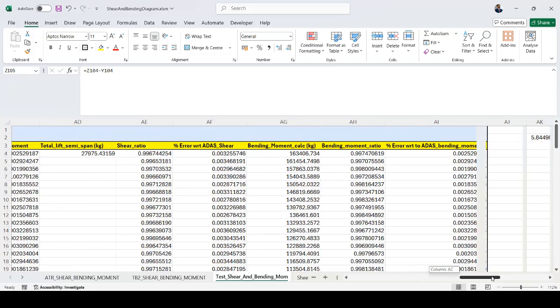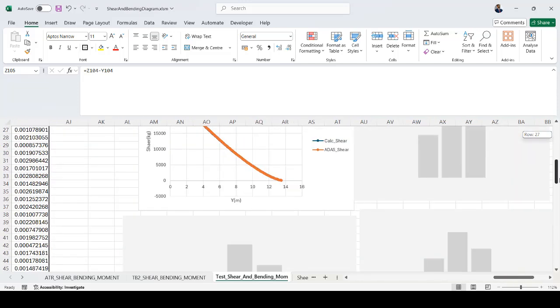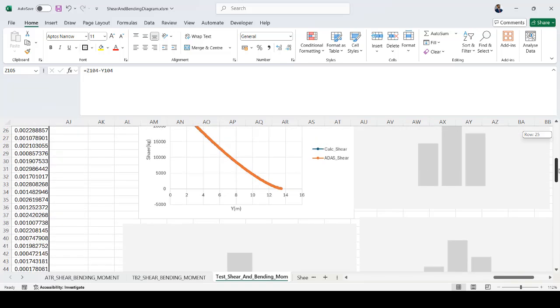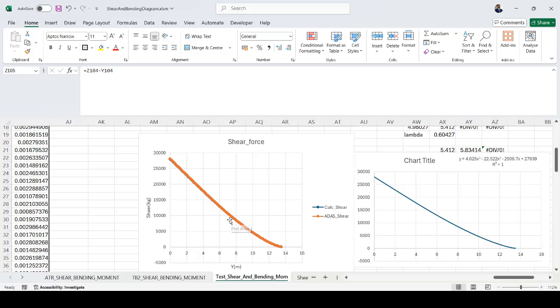The distribution, so the shear along the semi-span, is this. Here there's a comparison: the distribution calculated from the ADAS software, and the shear calculated as the trapezoidal approximation. You can see that the two lines match equally. Here we have a simple representation of only the shear force calculated, calc shear.